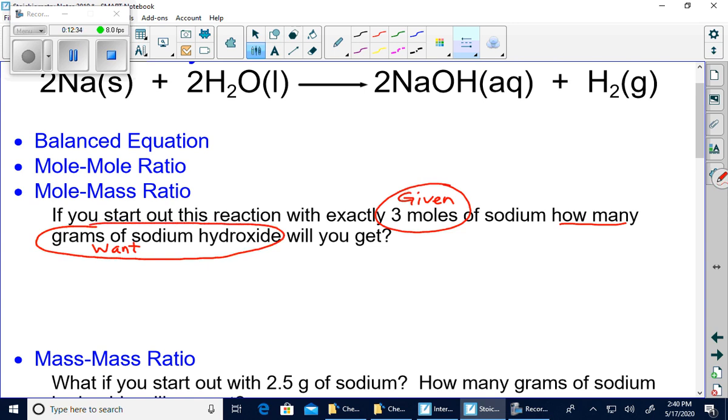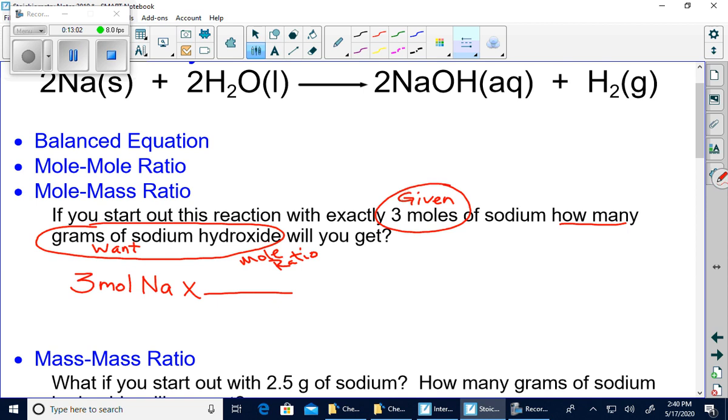Okay, so I'm going to start off with what I'm given. Write that down. 3 moles of sodium, times. Now, this is where I'm going to put my mole ratio from the balanced equation.